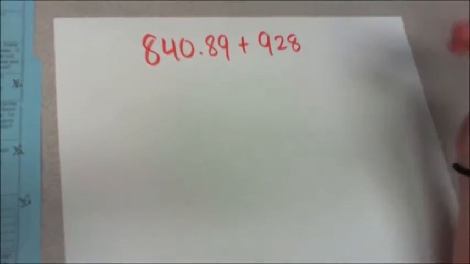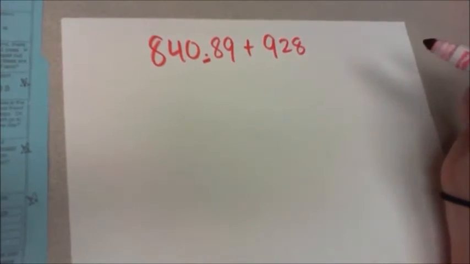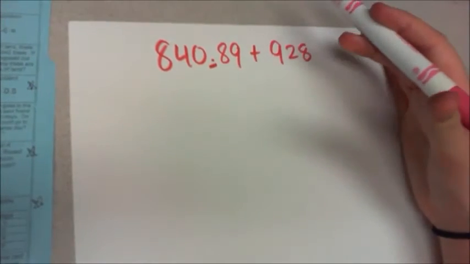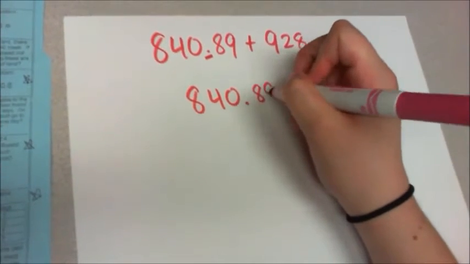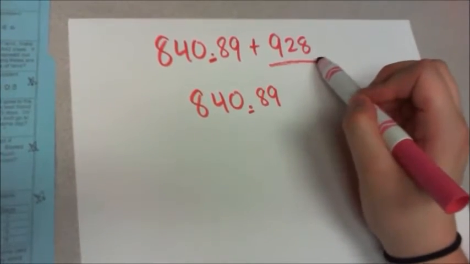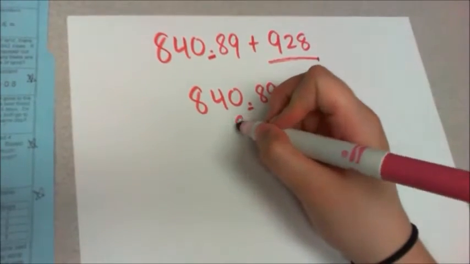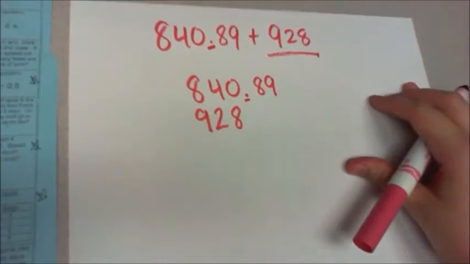Next one is finding the sum. We have 840 and 89 hundredths plus 928. The important thing here is this number has a decimal, so we need to line our decimals up. So if we write 840 and 89 hundredths, now we need to keep in mind that decimal. This number doesn't have a decimal, so we're going to put it right before where a decimal would be if we were to add one.